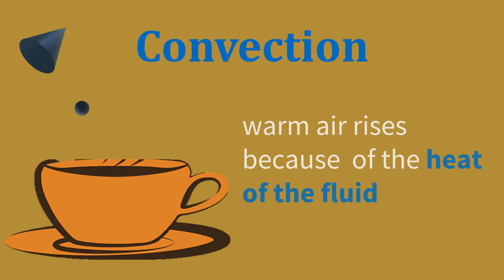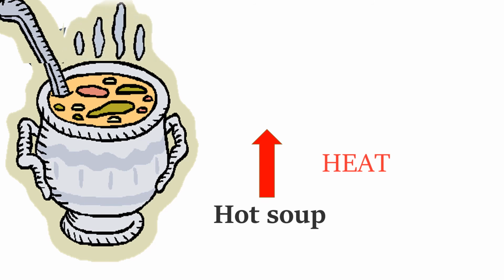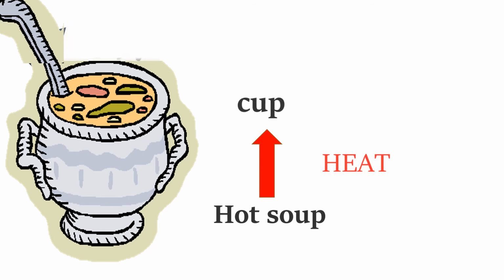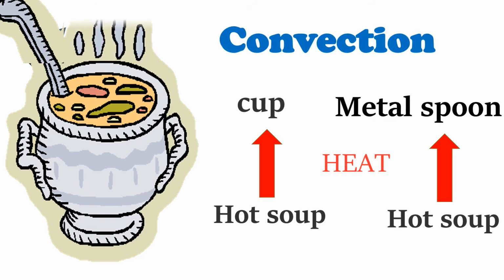Hot coffee in the cup is an example of convection because the heat of the coffee was transferred to the cup, making it also hot. Warm air rises because of the heat of the fluid. Another example is hot soup poured in a cup with a metal spoon. Hot soup transfers heat to the cup, and also to the metal spoon.